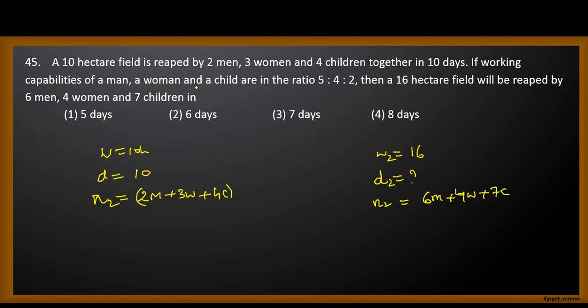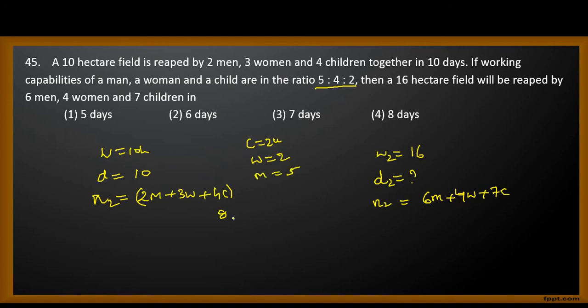The working capabilities of a man, a woman and a child are in the ratio 5:4:2. If a child does 2 units, then a woman can do 4 and a man will do 5 units. Assume that a child is doing 2 units per day.